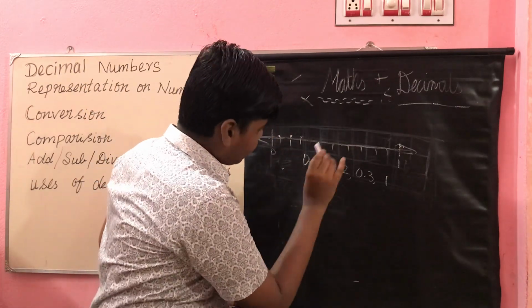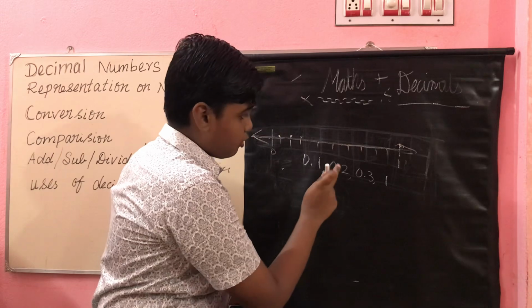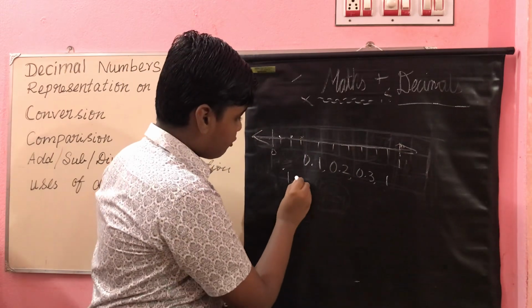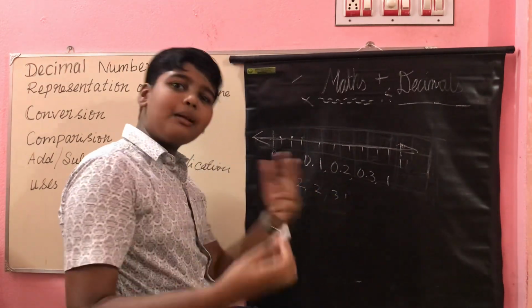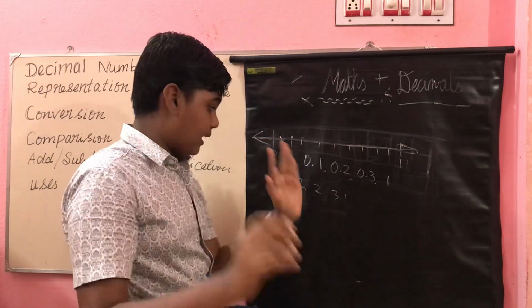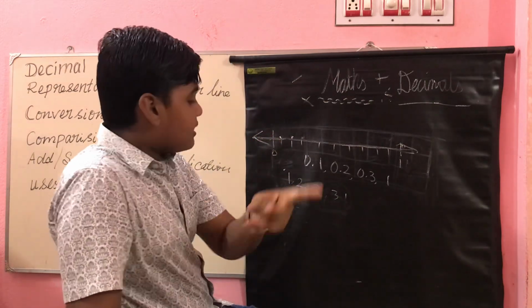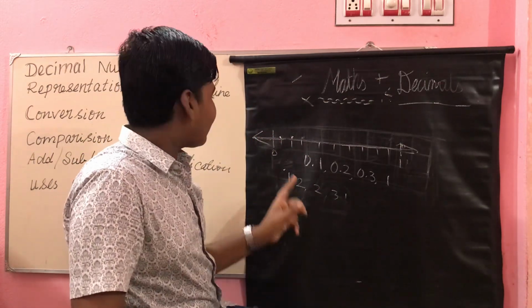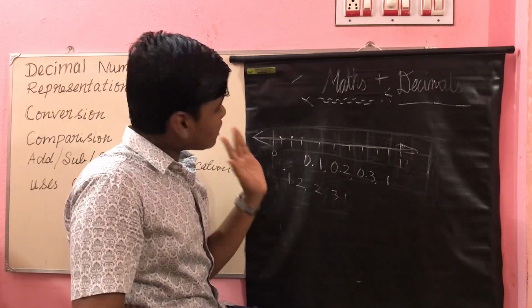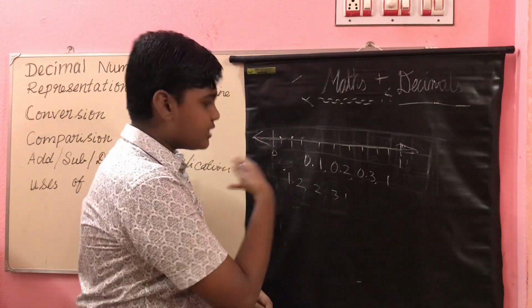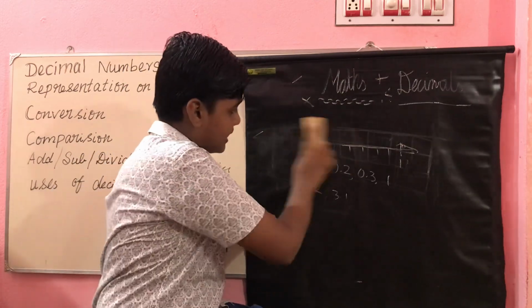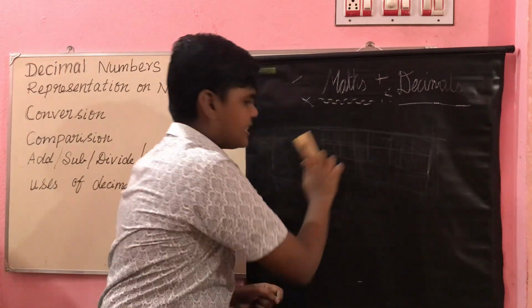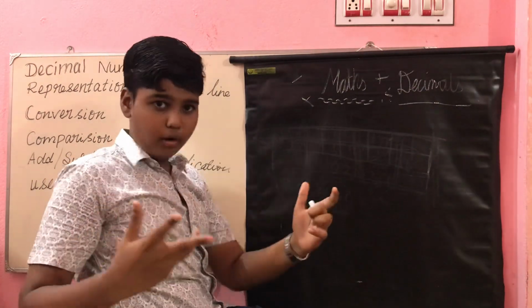So it need not be like 0.1, 0.2, 0.3. It can also be like 1.2, 2.3, 3.1. It can be like that. We don't need to get confused like that. But remember, if it's starting from 1, we don't need to write 0. We can start by 1. If it's starting by 2, start by 2. Like that. So this is how we used to represent the decimal numbers on a number line. Same as how we used to represent whole numbers.